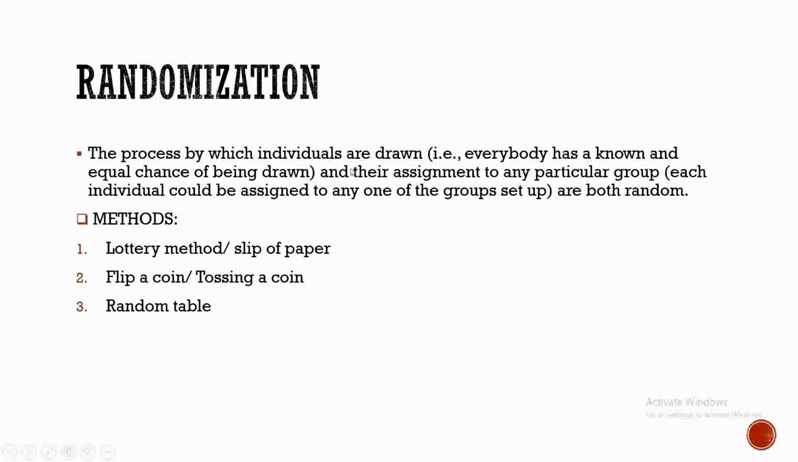As it is stated here, the process by which individuals are drawn, that is, everybody has a known and equal chance of being drawn, and their assignment to any particular group, each individual could be assigned to any one of the groups set up, are both random. So the biggest advantage of this characteristic is that the data obtained in it is totally unbiased.